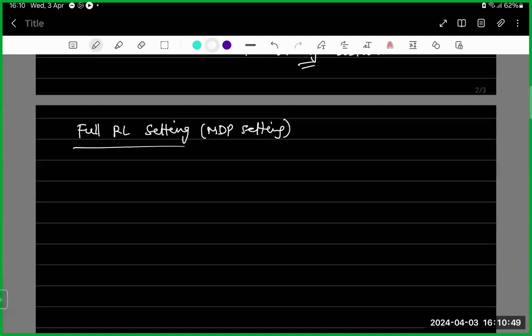What was that? Can you recall? What was the objective we used for measuring the performance of a policy? In the bandit setting, it was the expected reward that you get for taking action A. In the full RL setting, what was the performance metric we used?